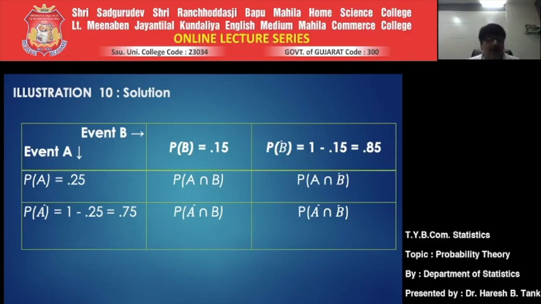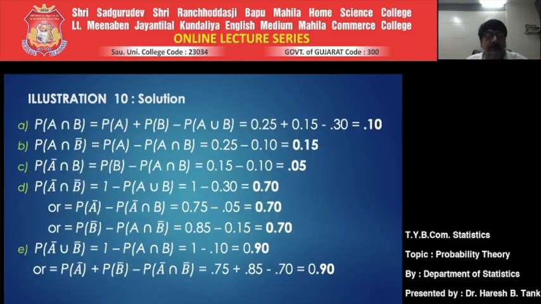Now, how to get all these four values, that we know it quite well, right? We are using the formulas now. Probability of A intersection of B, as we have seen in the case studies, can be found as probability of A plus probability of B minus probability of A union B. All these values are known to you, it is already given to you. 0.25 plus 0.15 minus 0.30, which comes to 0.10. This would be the required answer.